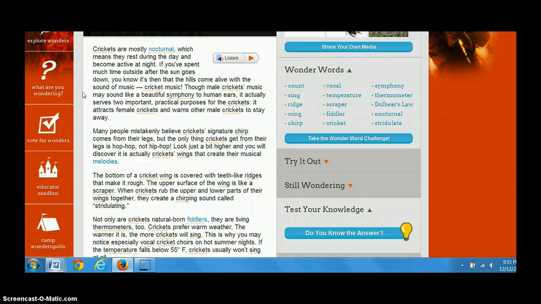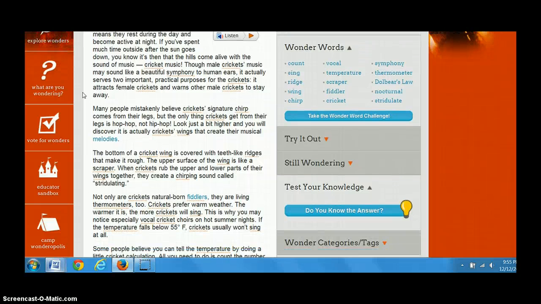I want to reread that section. Though male crickets' music may sound like a beautiful symphony to human ears, it actually serves two important practical purposes. So two important purposes. It attracts female crickets and it warns other male crickets to stay away. So it doesn't just play music.